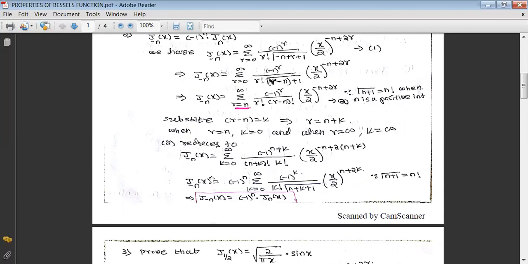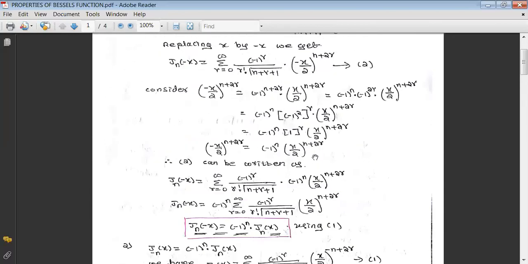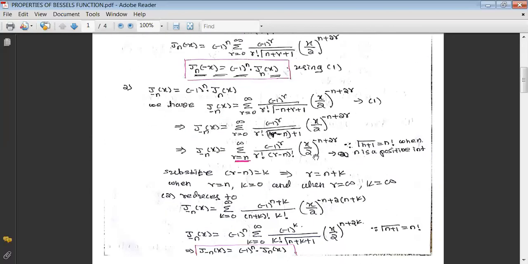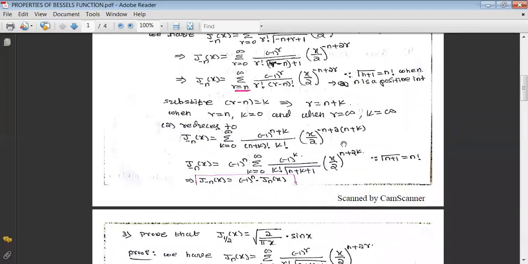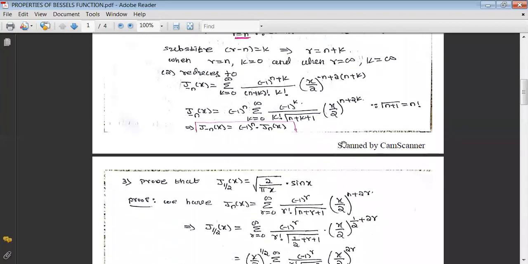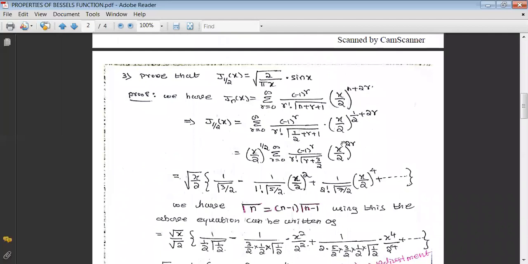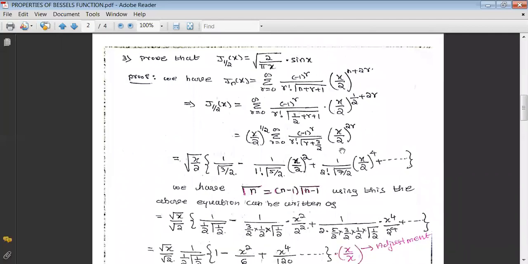That will be the second property. These two are very important properties of Bessel's function. Now let us go with some examples on this Bessel's function. And the first example is, prove that J half of x equals root of 2 divided by pi x into sin x. And this can easily be proved by taking n equal to 1 by 2 in J_n(x).